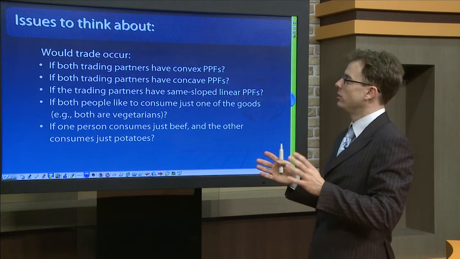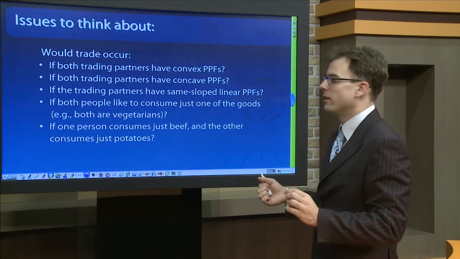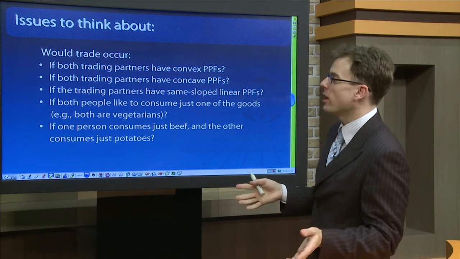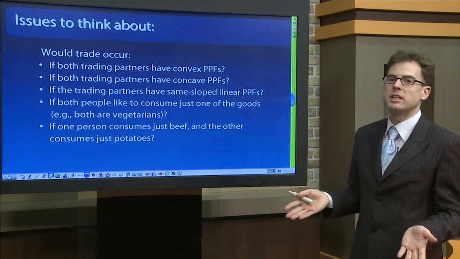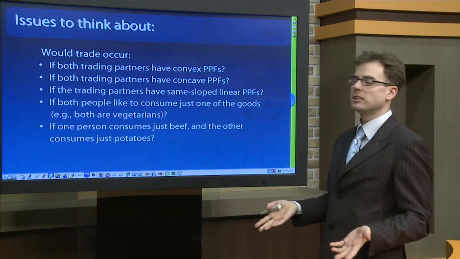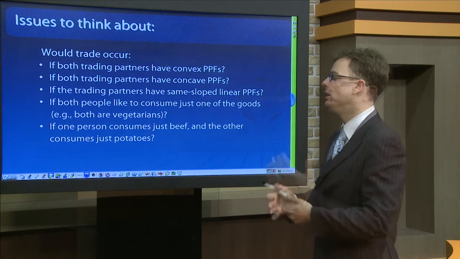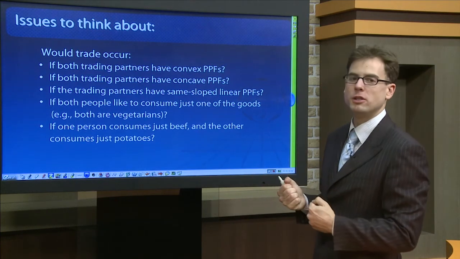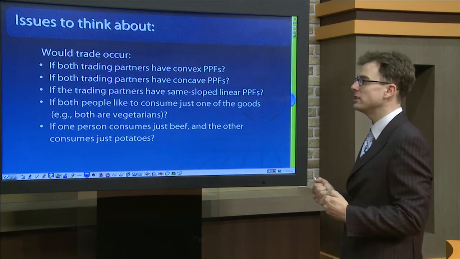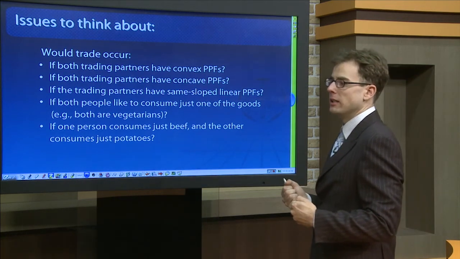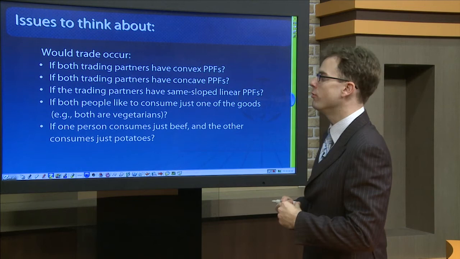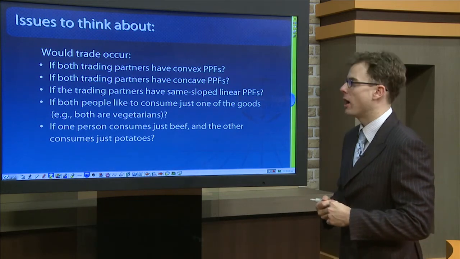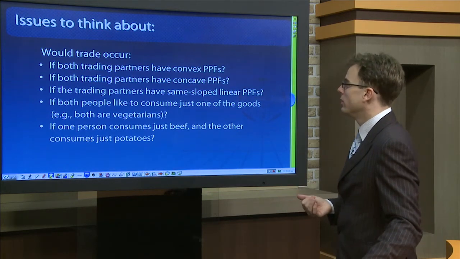In general, we would say that as long as the production possibilities frontiers have a different slope, there is some space for trade. Each individual has a comparative advantage in the production of one of the commodities, and the individuals can improve on their aggregate output through trade.